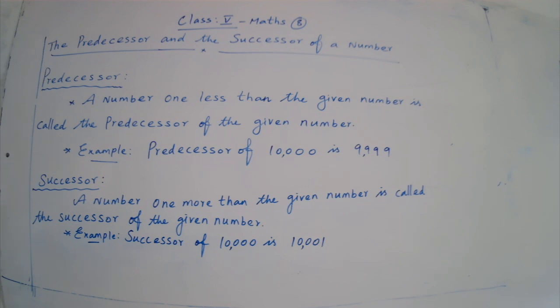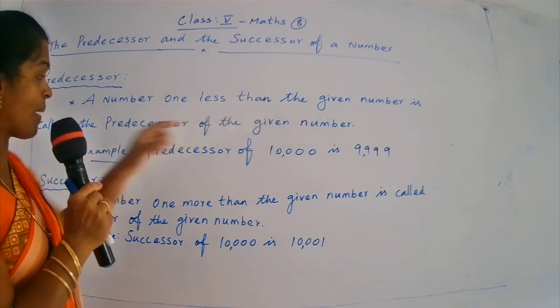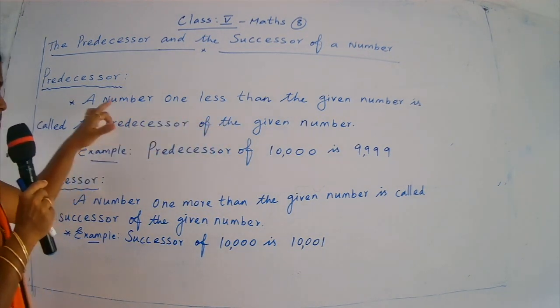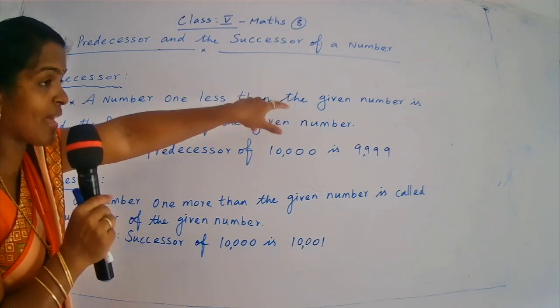The number that comes just before a given number is called its predecessor. Otherwise, a number 1 less than the given number is called the predecessor. We can get the predecessor of a number by subtracting 1 from it. So predecessor means a number 1 less than the given number.